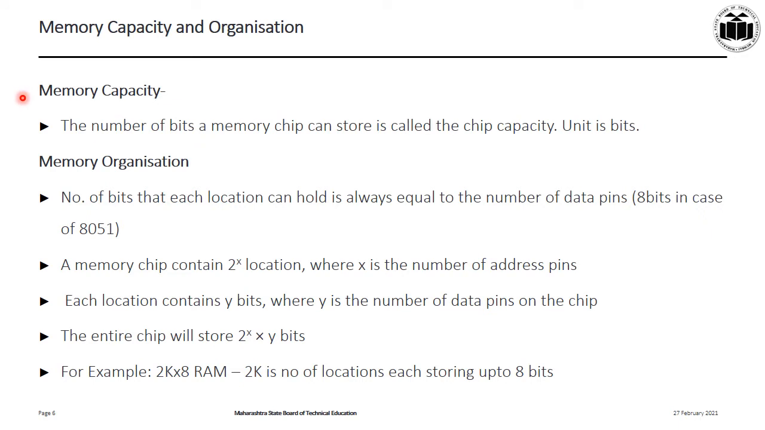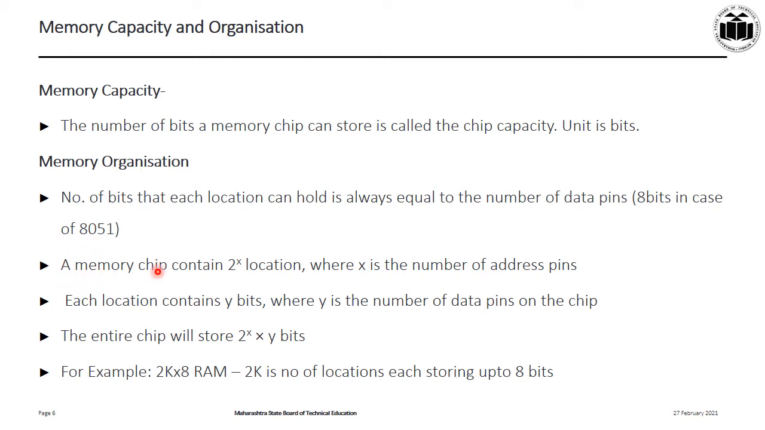Let us look at some key definitions. The first one, memory capacity. The number of bits a memory chip can store is called chip capacity. The next, memory organization. The number of bits that each location can hold is equal to the number of data pins, that is 8 bits in case of 8051.